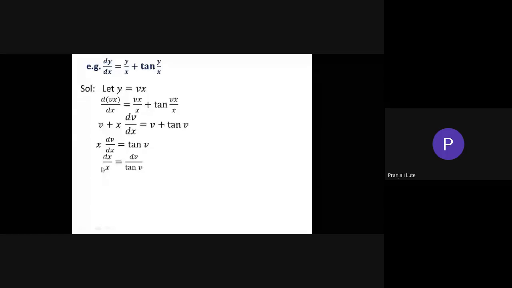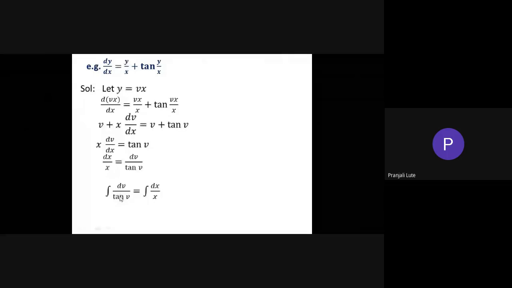Here you have to observe that both the variables are separated, v and x both are separated. So we have to integrate this term. After integration, left hand side, integration of dv upon tan v equal to integration of dx upon x. So here 1 upon tan is cot. So first, integration of cot v dv equal to dx upon x.